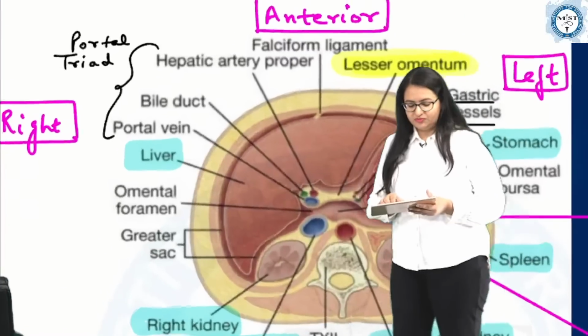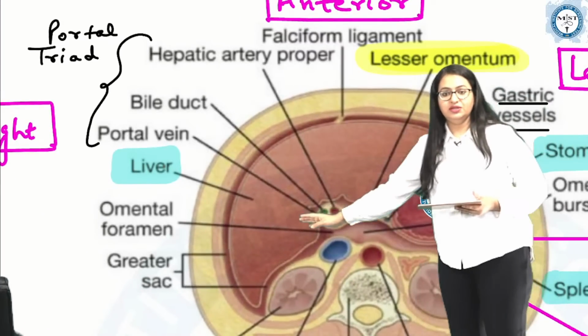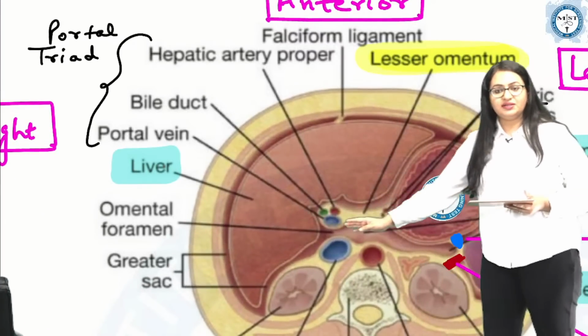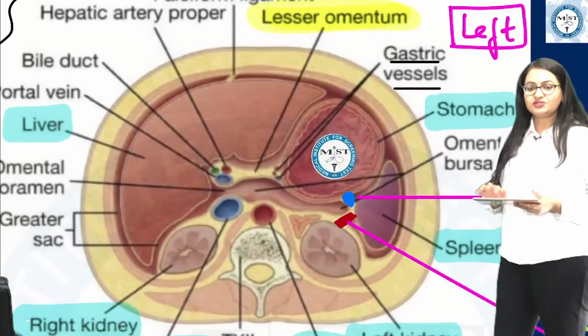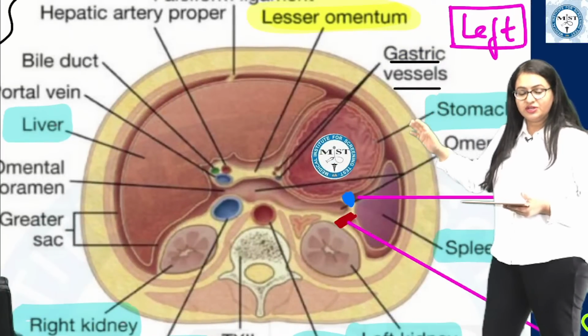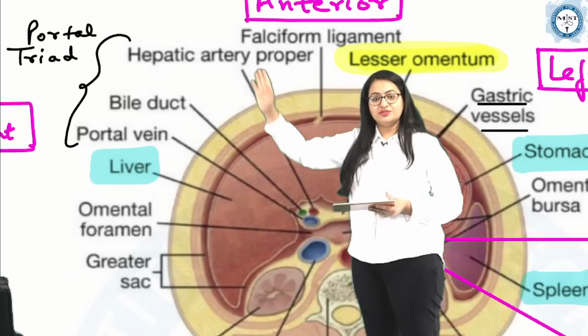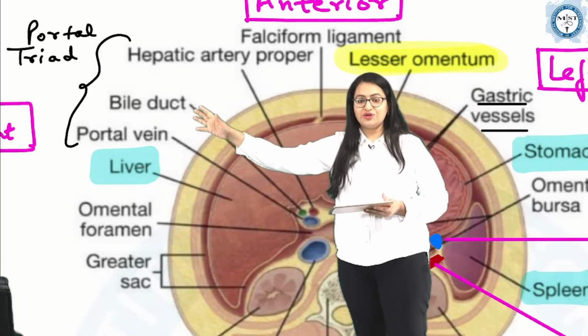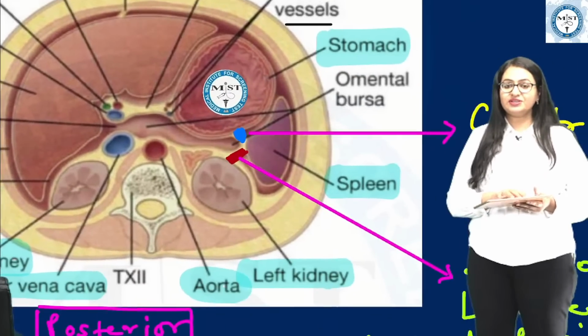Now apart from this, the lesser omentum is the fold which is between the liver and stomach. And when you see this fold on the stomach side, the structures present are the gastric vessels. And when you see towards the liver side, all these three structures are what? Portal triad. So these are the contents within the lesser omentum.